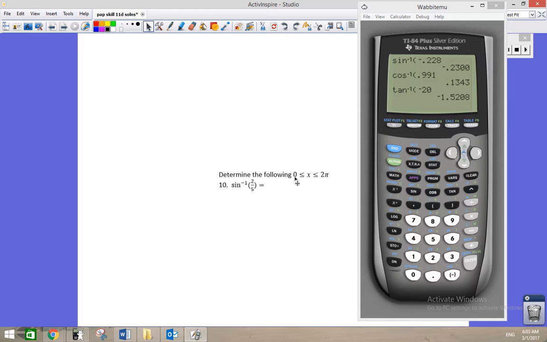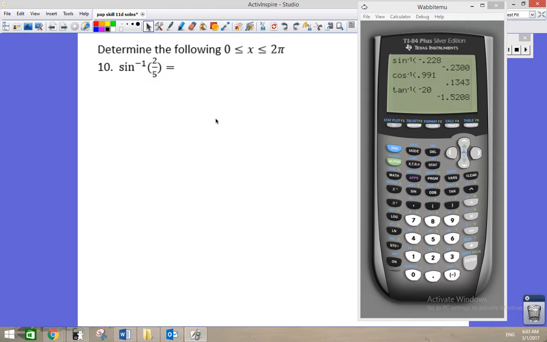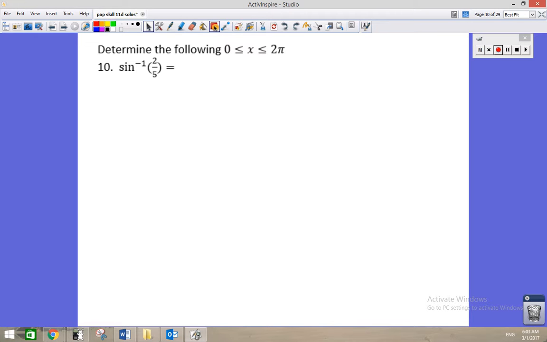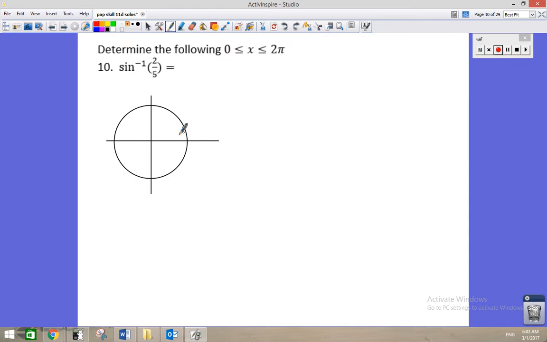Alright, so now the directions change, and now I don't have a capital letter. I'm going to have more than one answer on these. So let's take a closer look at this then. If I look at my unit circle for just a moment, I don't have a y value on here anywhere of 2/5.